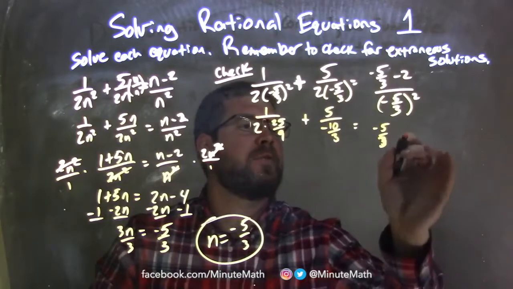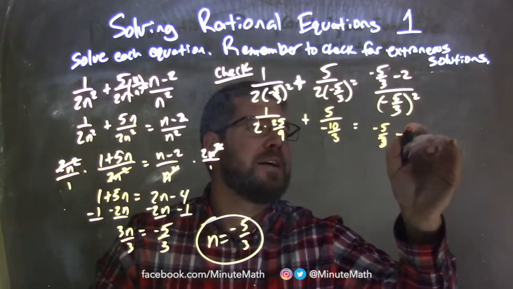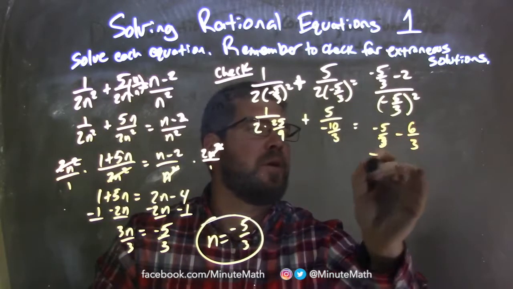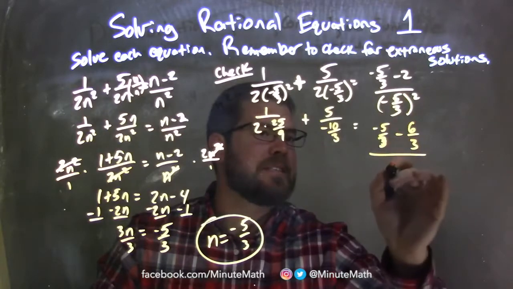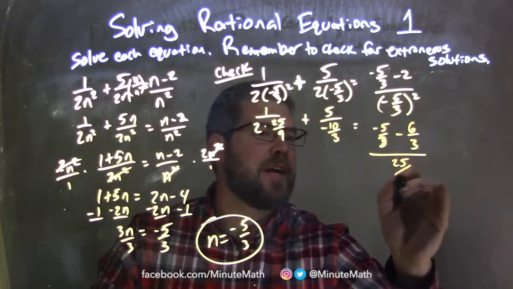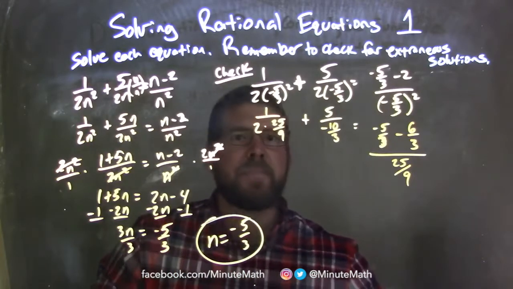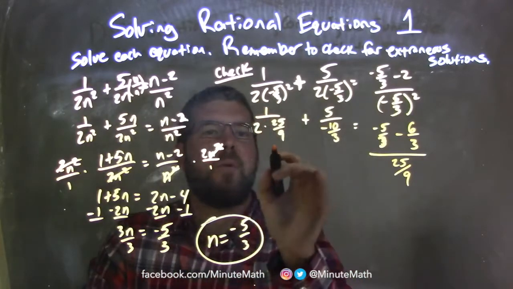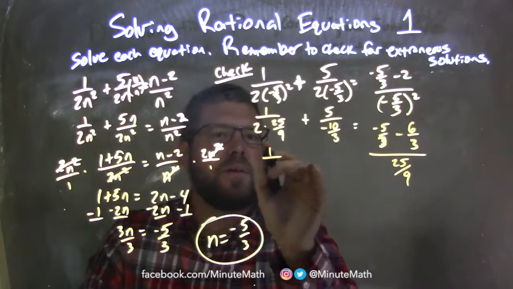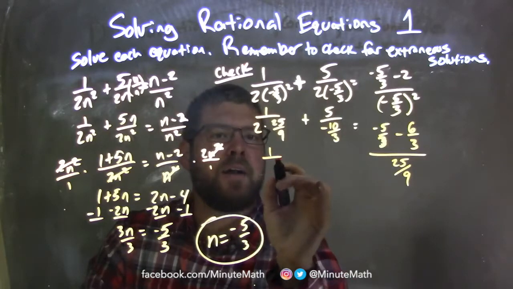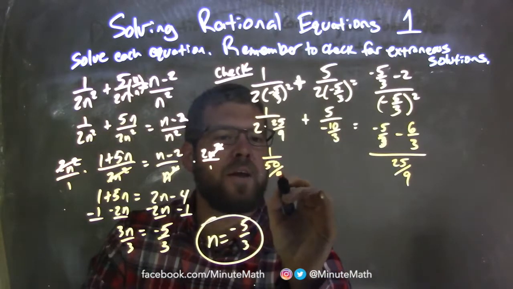Now the 3 is a base, so it's the same thing as minus 6/3 over negative 5/3 squared, which is a positive 25/9. Okay, let's go practice our fractions here. Okay, so let's multiply this out. We have 1 divided by 2 times 25 over 9 is 50 over 9.